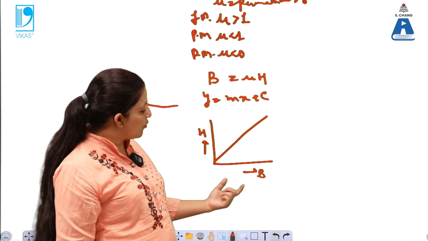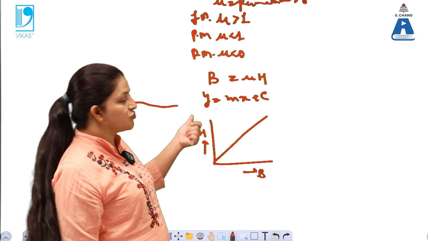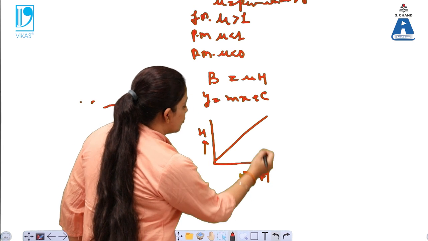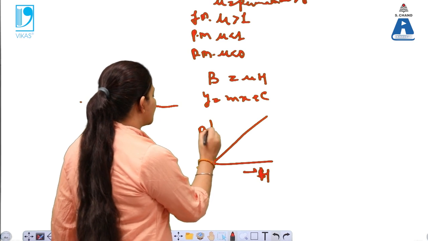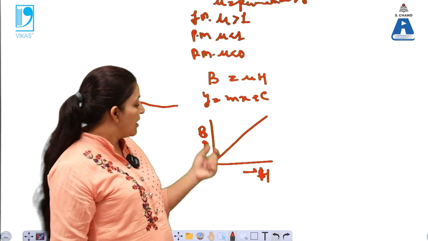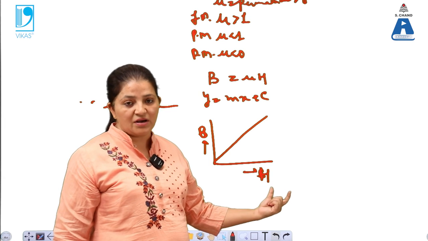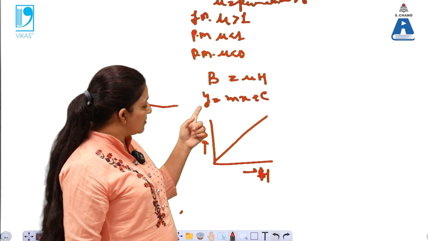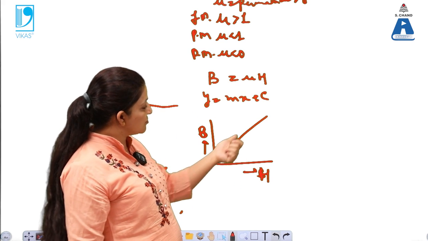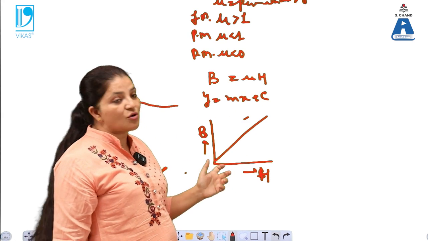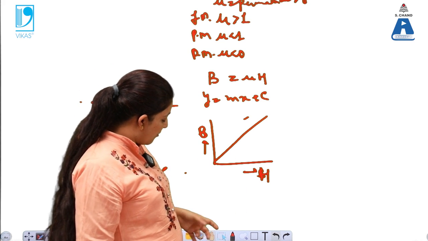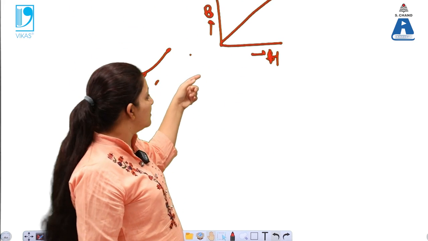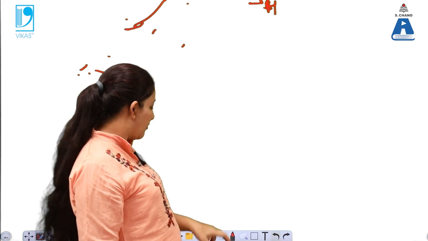As the value of H goes on increasing, the value of B goes on increasing. Here B is along the y-axis and H, the intensity, is along the x-axis. So according to this relation, if we plot the graph between B and H, the graph must be a straight line. But this is not so. In case of a transformer, in case of magnetic material, this kind of graph is not followed.